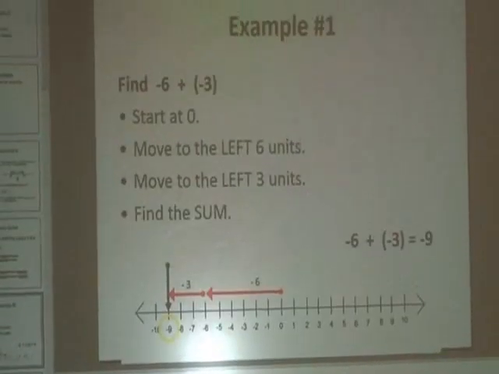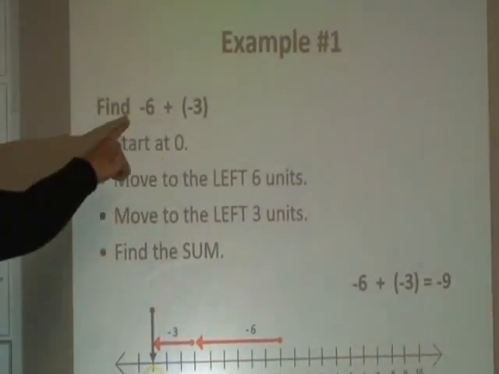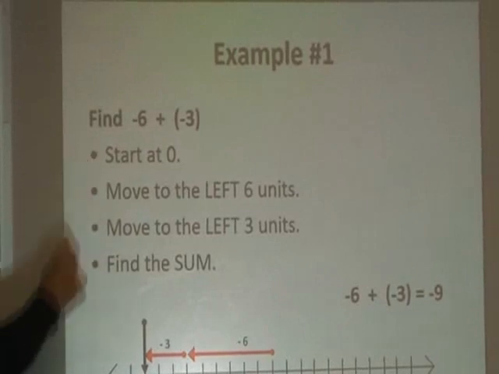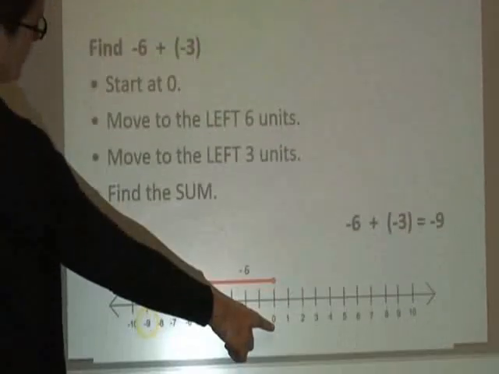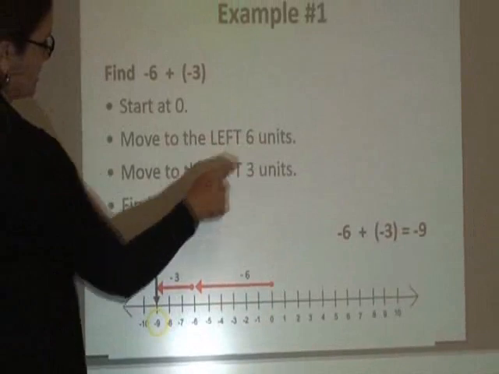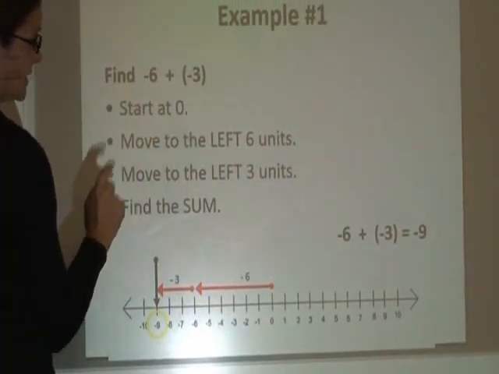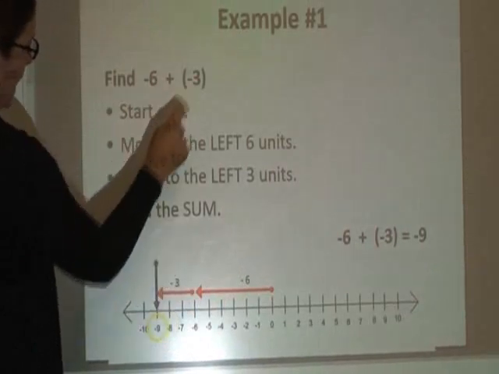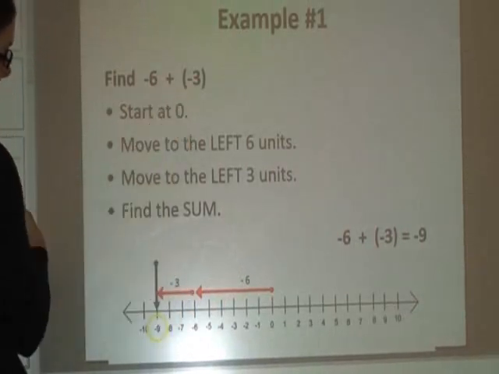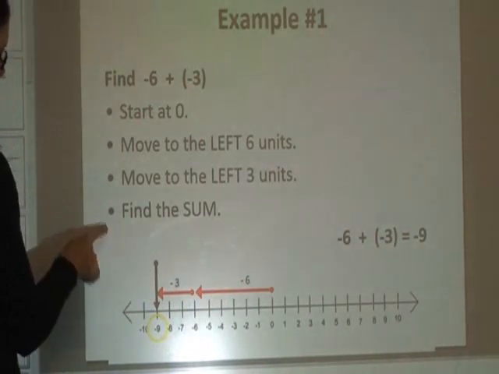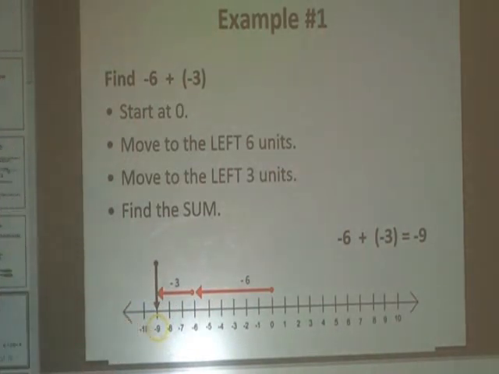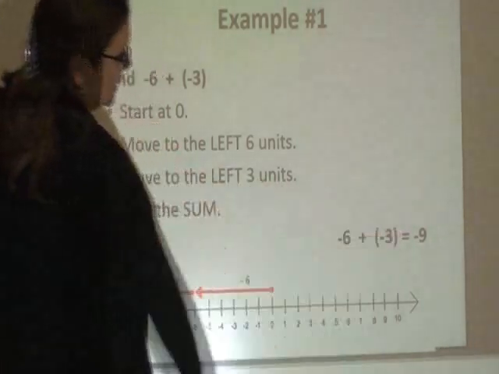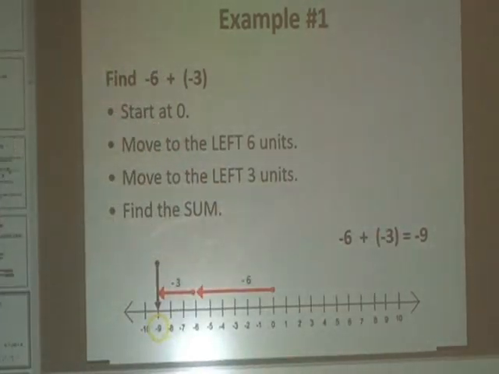Our first example: find -6 plus -3 using a number line to solve. We start at 0. We will go to the left 6 units because it is a -6 and we know negative goes to the left. We'll then add another -3 to the left, and to find the sum, we end at -9. So -6 plus -3 is indeed -9.